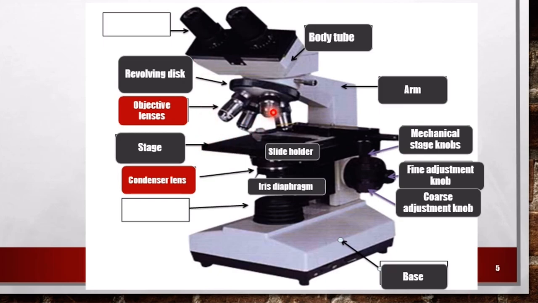There are 2 types of the objective lenses. Low power magnification objective lens magnifies the object 4x and 10x, and the other type, high power magnification objective lens, including objective that magnifies 40x and objective that magnifies 100x, or called oil immersion lens.